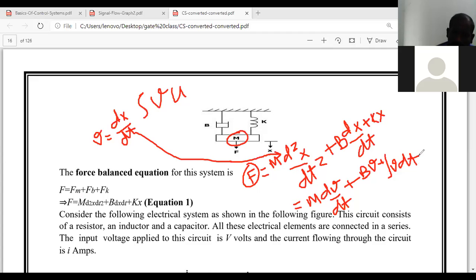Now you can replace force by voltage V, and m by L. In the force-voltage analogy we are following, just now I told m is replaced by L, so L dv by dt. b is replaced by R. And K is replaced by 1 by C.